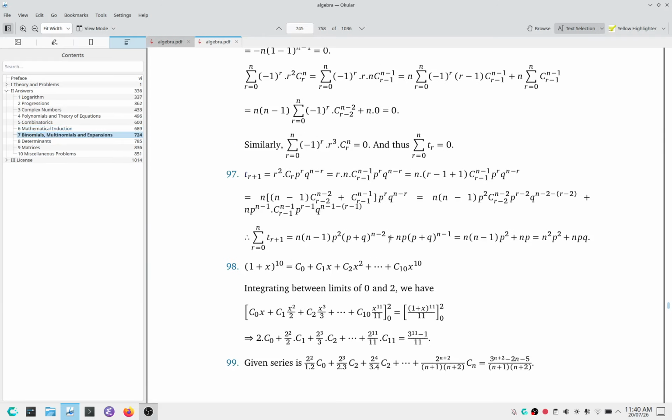So p plus q is 1. P plus q equal to 1 means this is equal to n into n minus 1 p square, and this becomes np. Yeah, looks good to me.